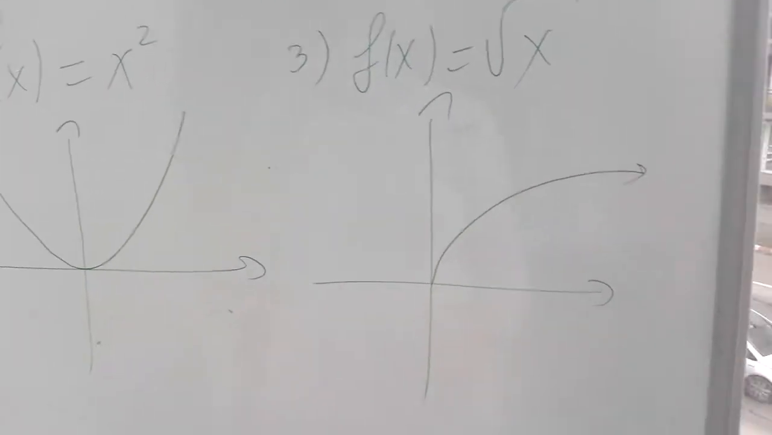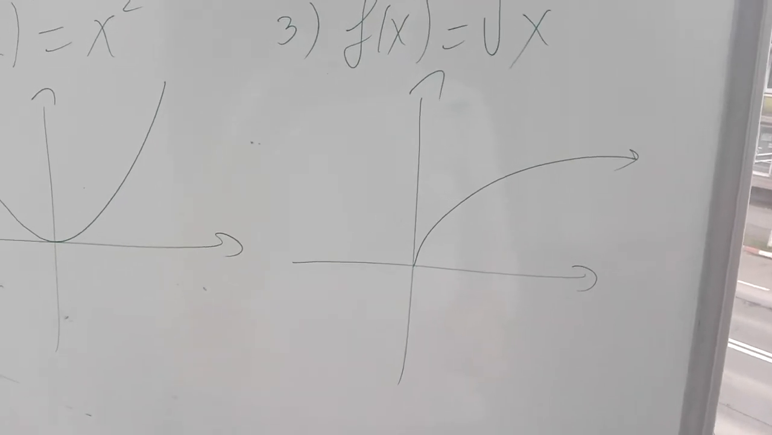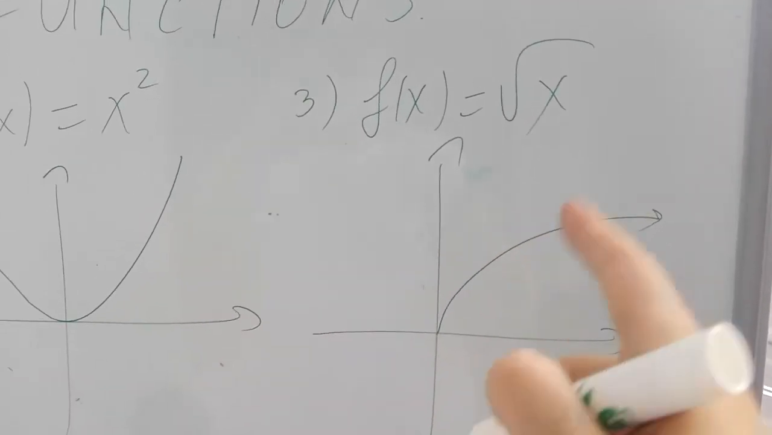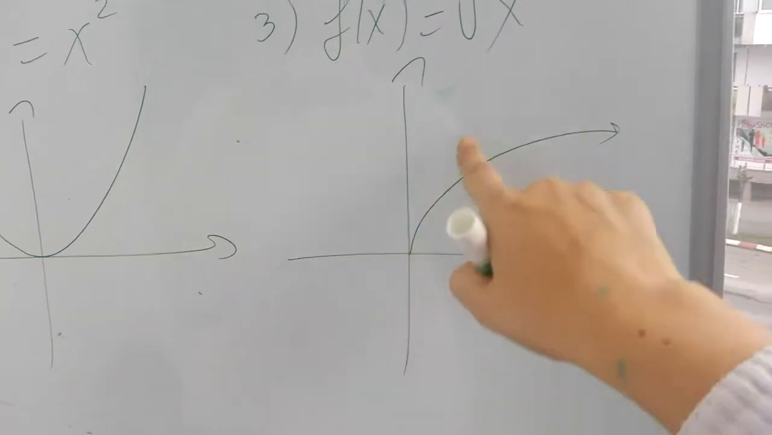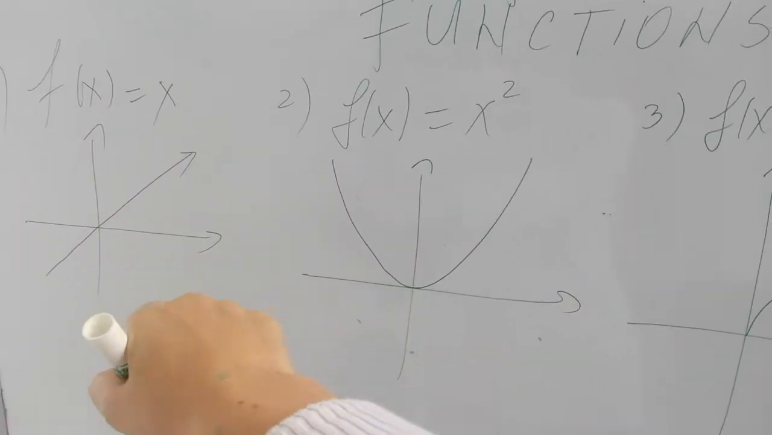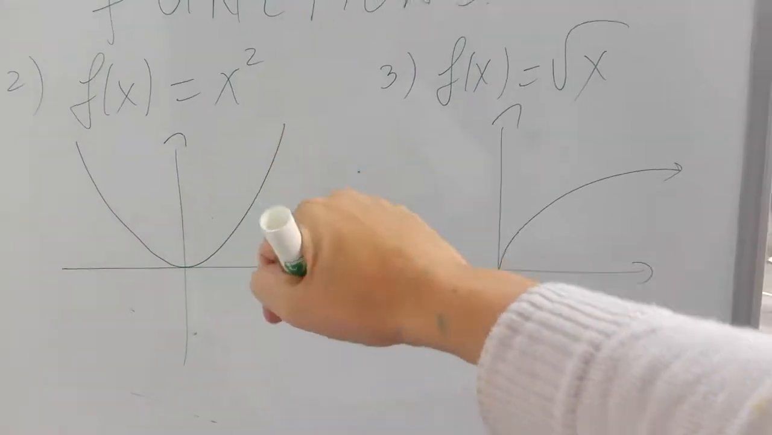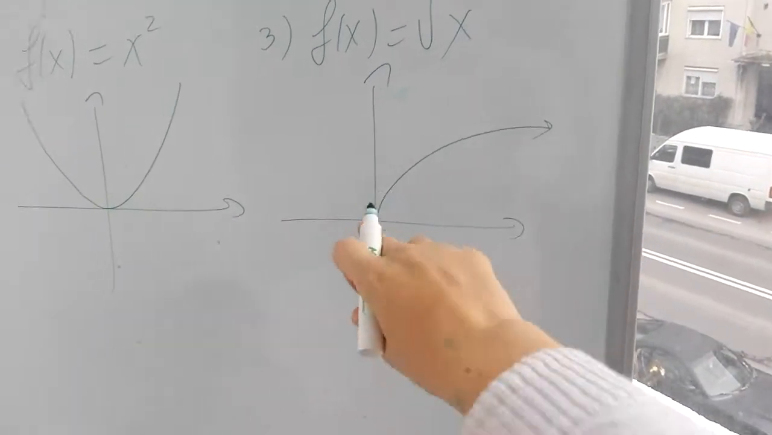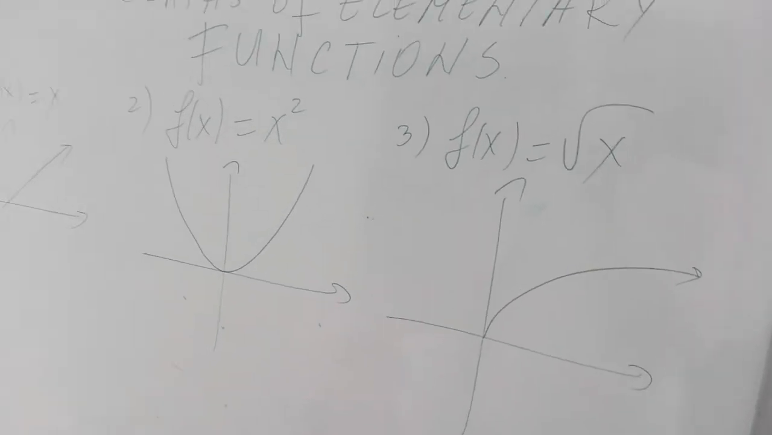If you have a cube root of x, it will be something like this. I will show you in just a minute. So for the first three, f of x equals x, it's a line, x squared, it's a parabola, and square root of x will be a graph going this way.